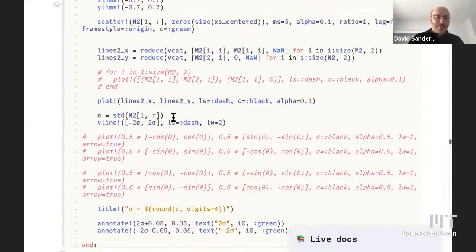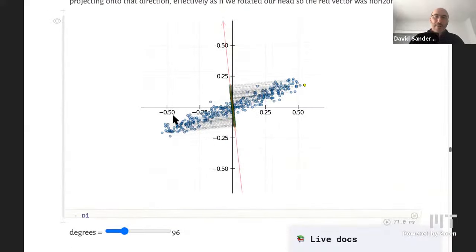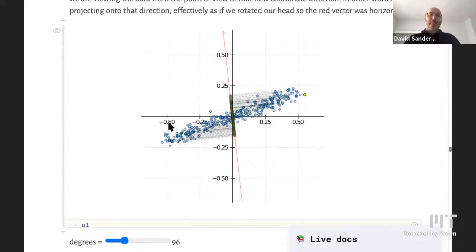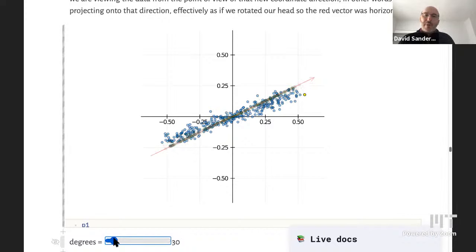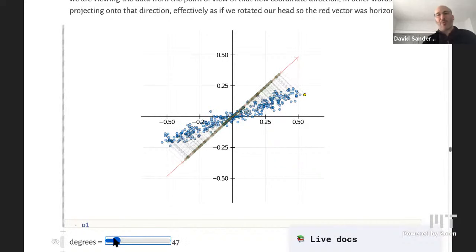Here's a plot of the same data set, and let's start off aligned with the data. This red arrow is supposed to be a new axis. So I'm literally rotating my head and lining this arrow up along what seems to be the direction of biggest growth, biggest extent of the data, sorry. And as I rotate around this axis, I'm projecting the data perpendicular to this arrow, or perpendicular to this new axis. So this is different from least squares.